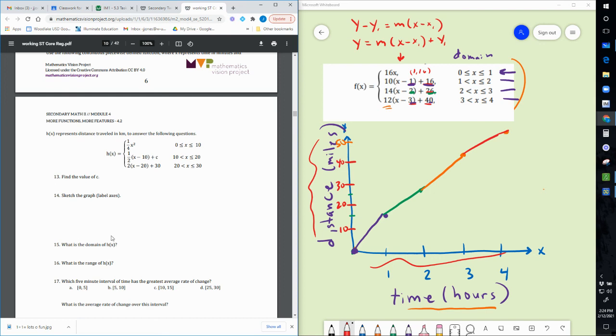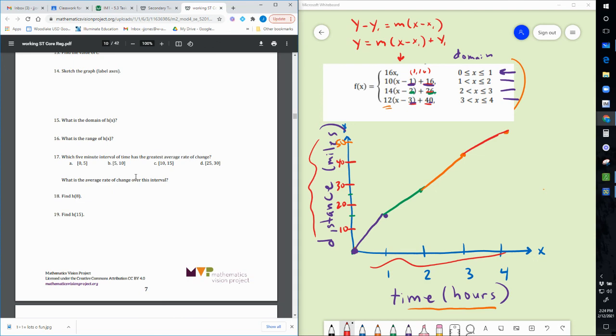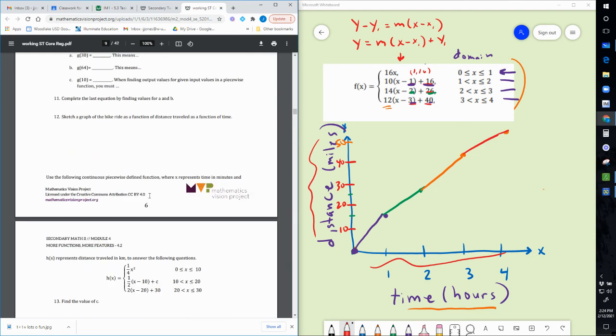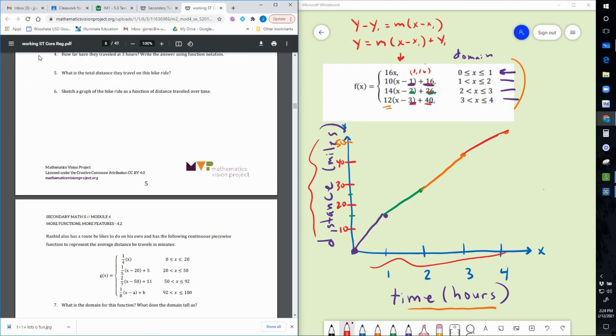All right, and then what's the domain? What's the range? You can skip number 16. We haven't been talking about it, but remind me, and we should talk about it. Which 5-minute interval of time has the greatest slope? That's really the question on number 17. And then a little bit more function notation. So h of 8, h of 15, you should know just to plug in for x there, and you should be good to go.